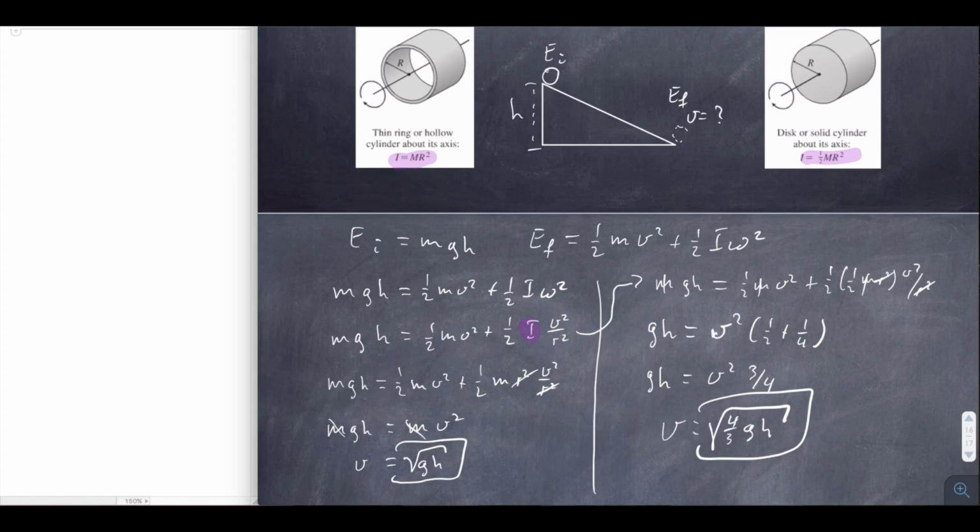And so we get 4/3, which is 1.333 gh square rooted, versus 1 gh. So this is obviously a higher speed than this, so that means that the solid cylinder makes it down the incline first and has a higher speed at the bottom.